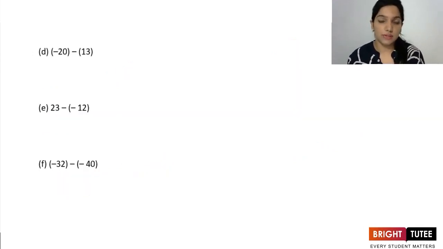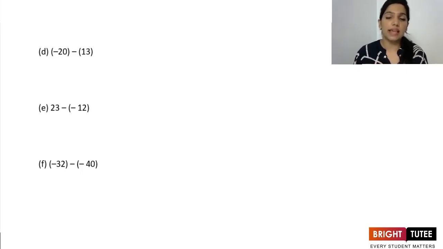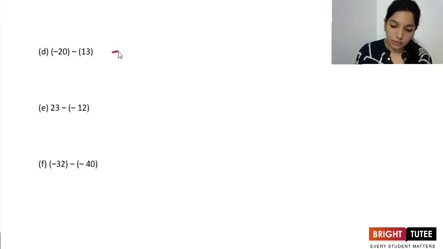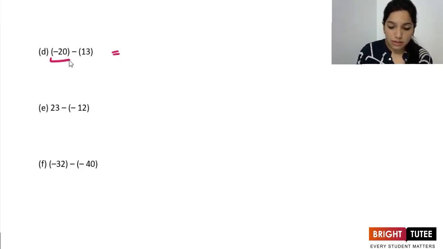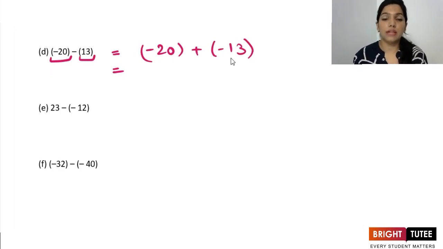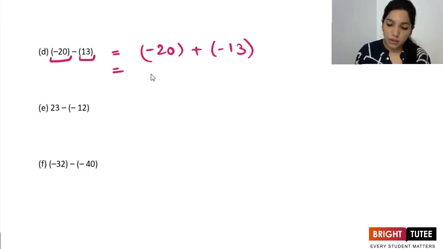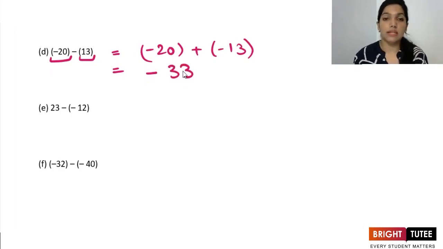Let's do some more questions, because these kinds of questions in integers just need a little practice and then you're good to go. Now here we have minus 20, minus 13. So a negative integer and a positive integer with a minus sign. What we'll do is simply imagine them as minus 20 and minus 13. You can imagine it like this as well. Simply add them, and a negative sign will obviously come there. So it is minus 33.